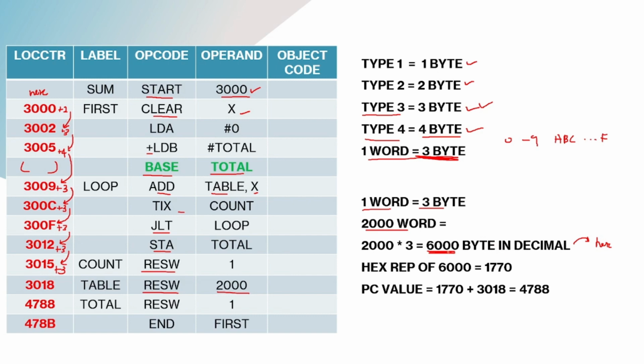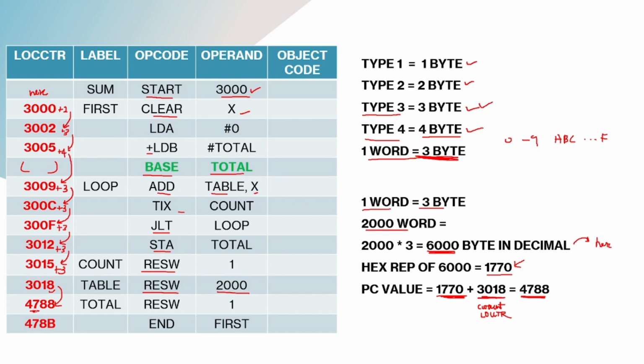How is that done? So we convert this into hexadecimal. We get 101770. What we do now is we take 3018, that is the current location counter value, and we add it with 1770. So this is the current LOCCTR, location counter value. So we add 1770. We get a new value 4788, and that is right here, 4788.